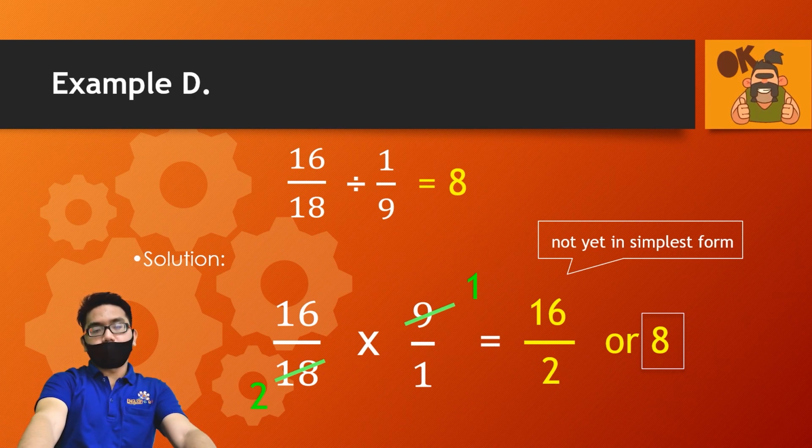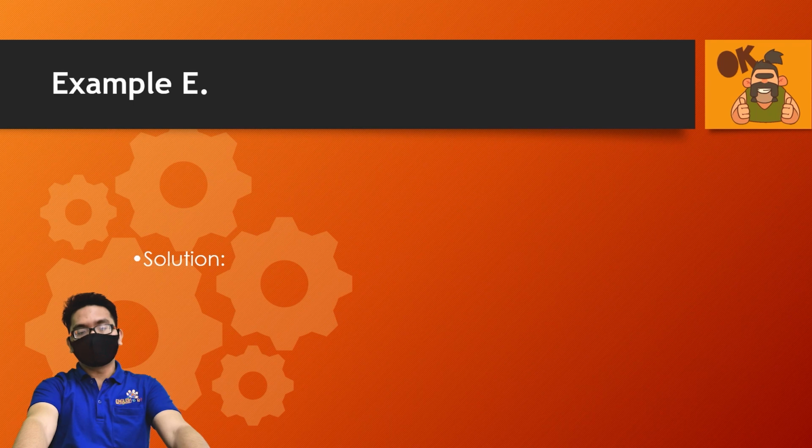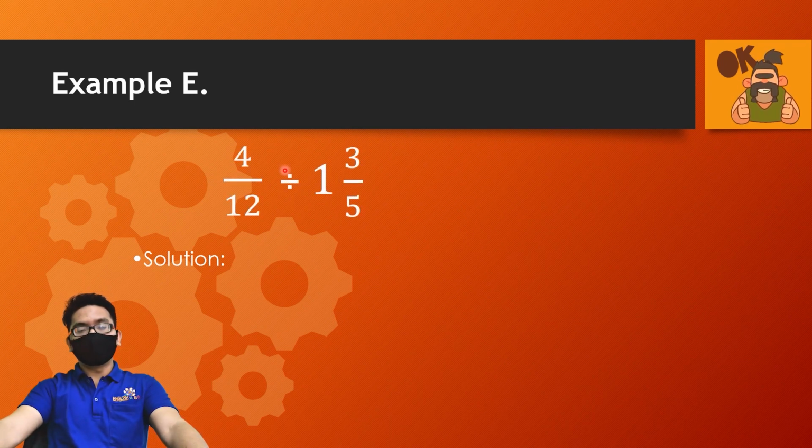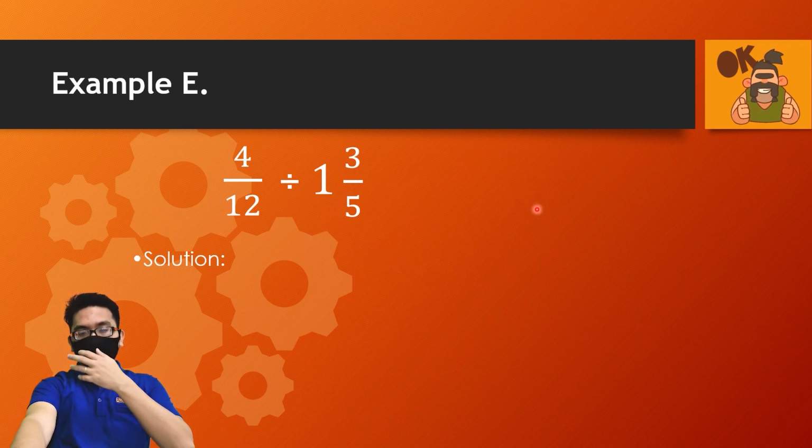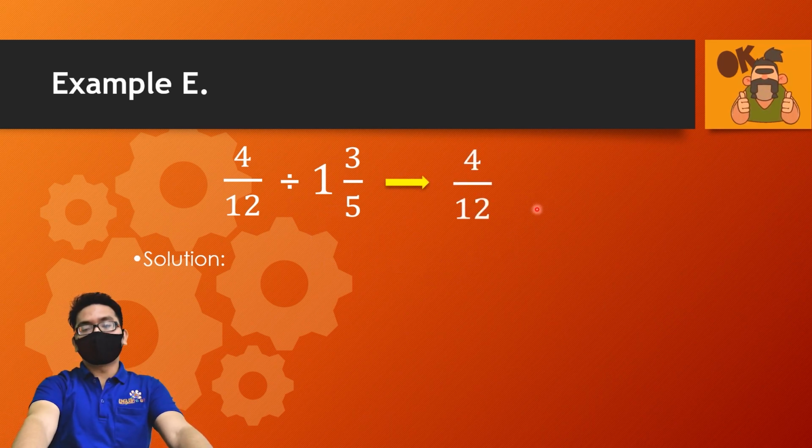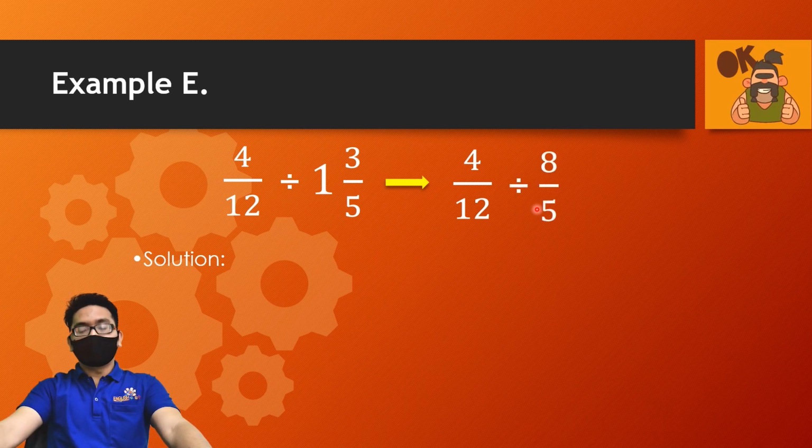Last example. Example letter E. 4 over 12 divided by 1 and 3/5. Ooh, we have a mixed fraction. So what are we going to do first? Correct. Let's change this to improper fraction. So this becomes 4 over 12 divided by 8 over 5. 5 times 1 plus 3 equals 8. Now we can have our solution.